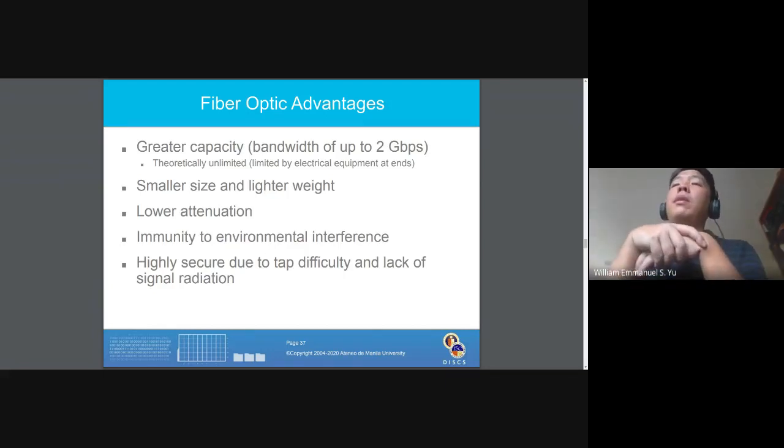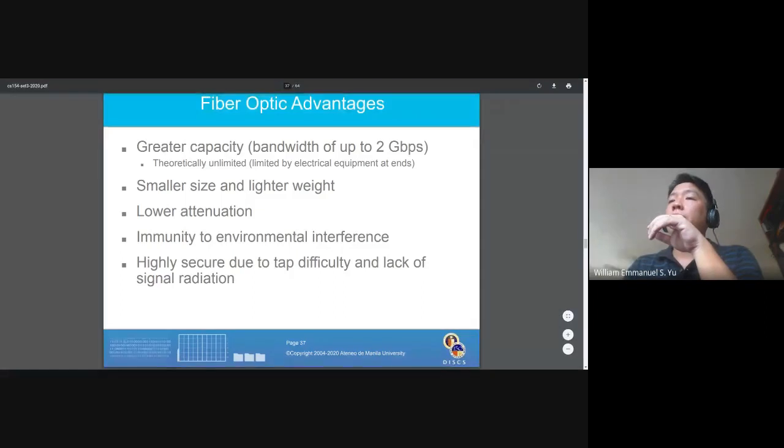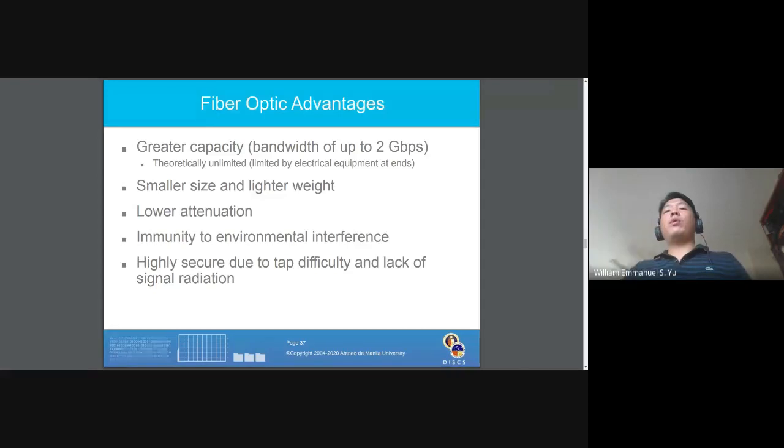So for fiber optic cables, capacity is bigger than both coax and twisted pair. It is smaller and lighter weight. It has lower attenuation because it's not prone to electronic interference, right? Because it is, again, fiber. So if you put it near an electrical source, an inductive motor, fiber won't care. Right? It has immunity to what we call environmental interference because it uses visible light. Therefore, as long as the insulation is properly coated and it's dark, then you will have no interference.